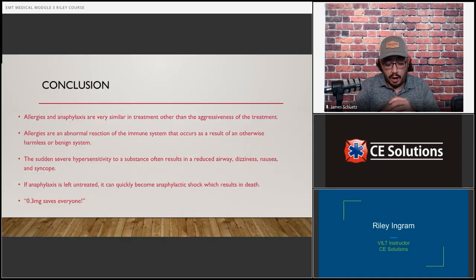Okay. All right, so conclusion for this, allergies and anaphylaxis can be very similar in treatment other than the aggressiveness of the treatment. Okay, so how fast are we going to do it? Which step are we going to start at? That's all going to depend on how these people present.